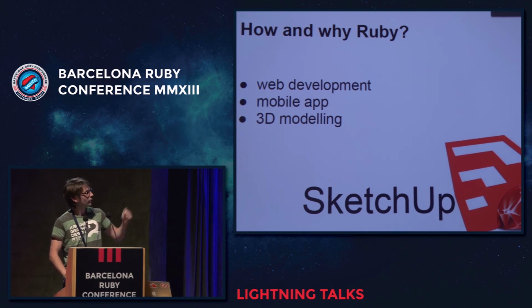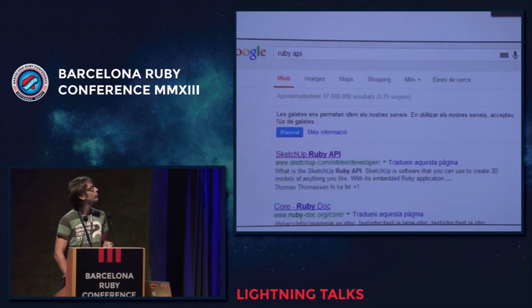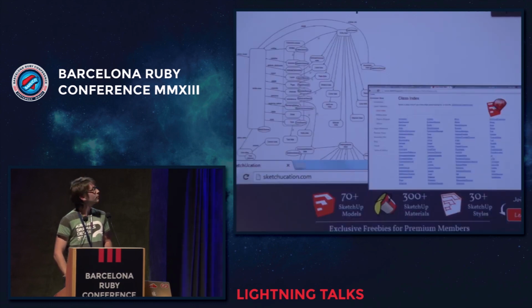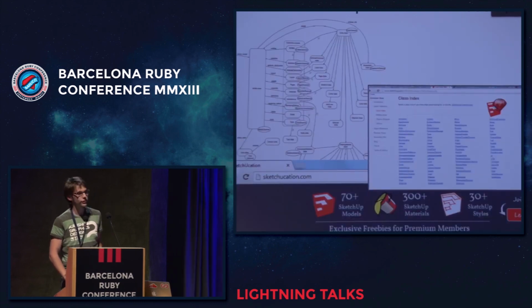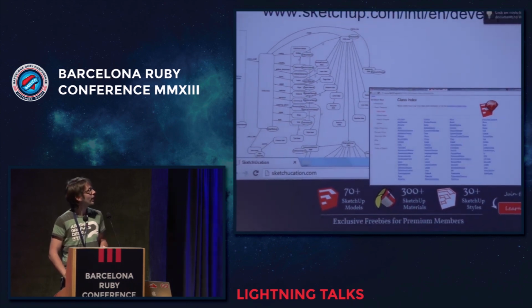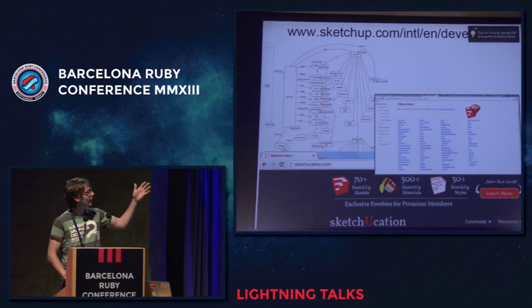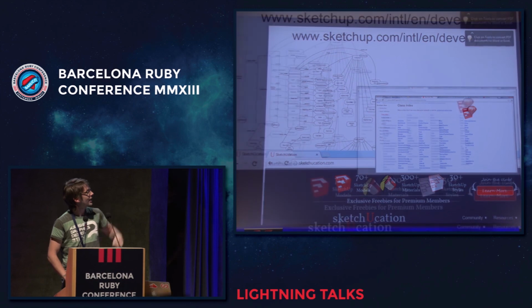I use a 3D modeling program called SketchUp, which happens to have a Ruby API. In fact, if you Google Ruby API, the first thing you come across is SketchUp. It's pretty well documented. It has these nice object diagrams and whatnot, and there's a pretty cool community behind it. You can find both the user base and the API extension developers at sketchcation.com.